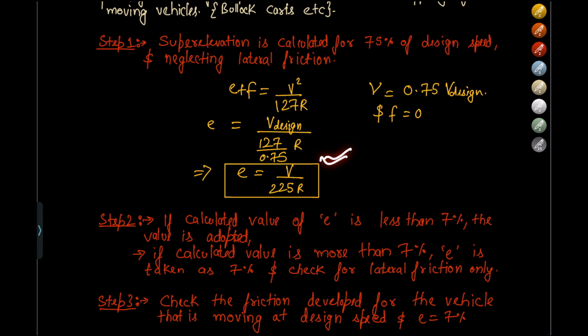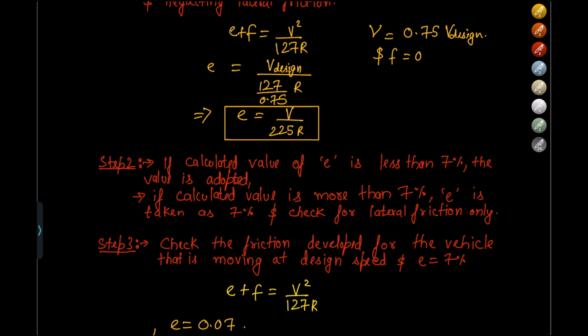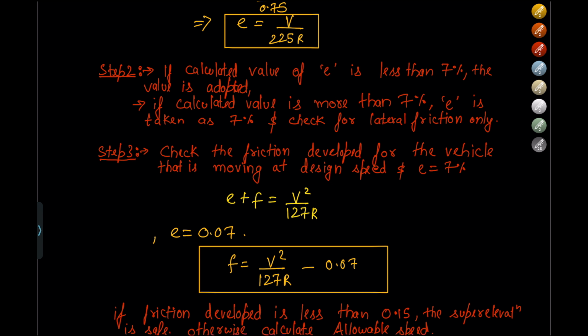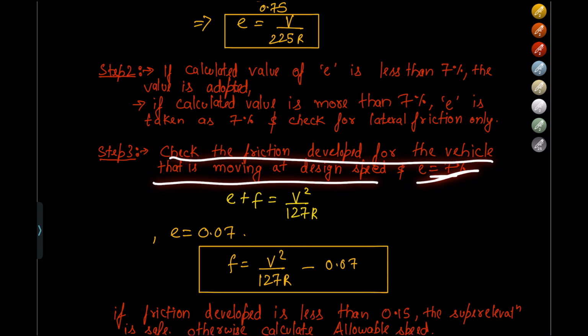Then we check the lateral friction developed in the vehicles, which should be equal to or less than 0.15. That is the allowable lateral friction for vehicles on a horizontal curve. So in step 3, check the friction developed for the vehicles that are moving at the design speed and e equal to 7%.